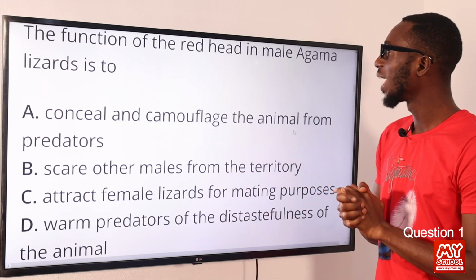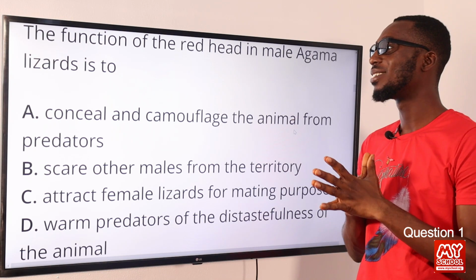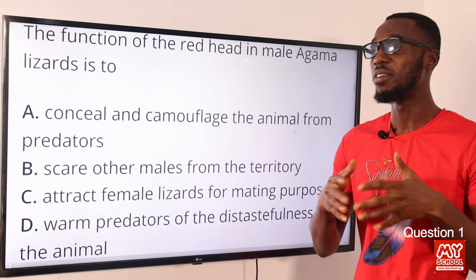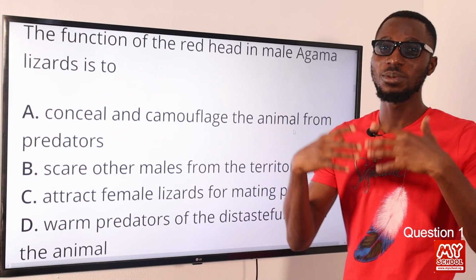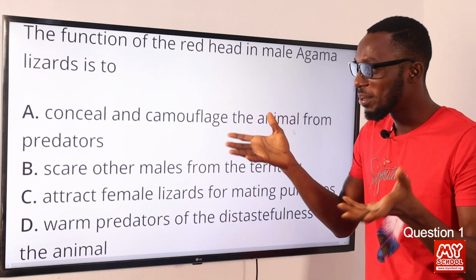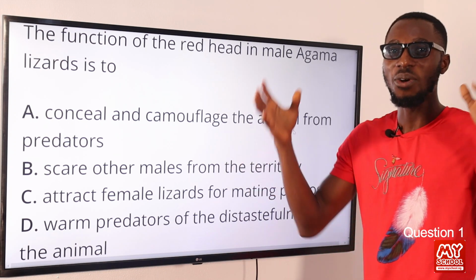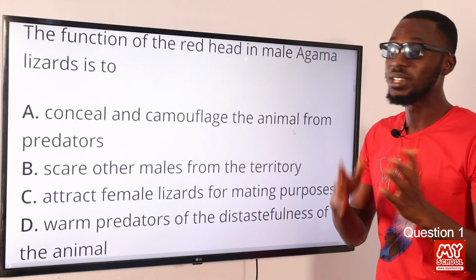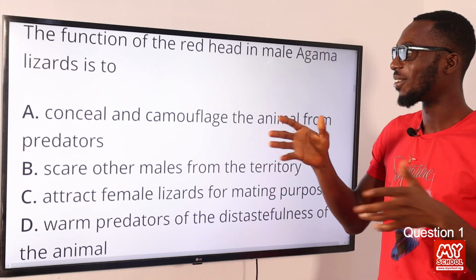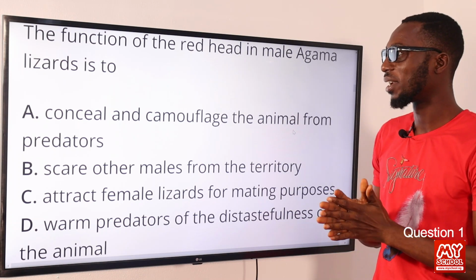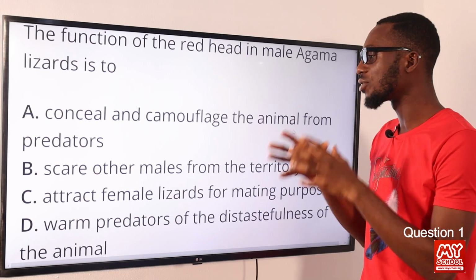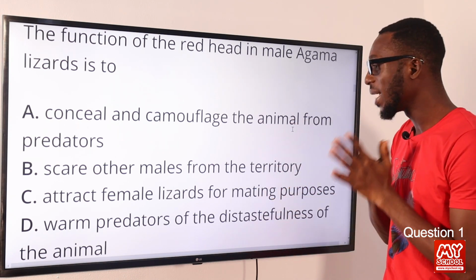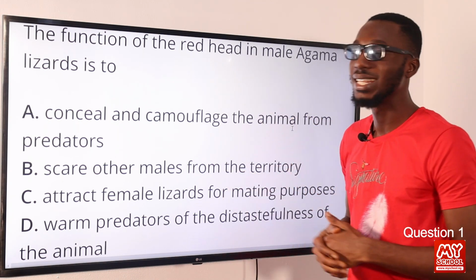The function of the red head in male Agama lizard is to do what? This is a display or a visual signal for courtship behavior. It wants to attract the female. Probably you can see some presentation they will give you as orange colored head or red head, whatever they want to bring out here. So the function of the red head in male Agama lizard is to attract female lizards for mating purposes. So option C is the correct option.